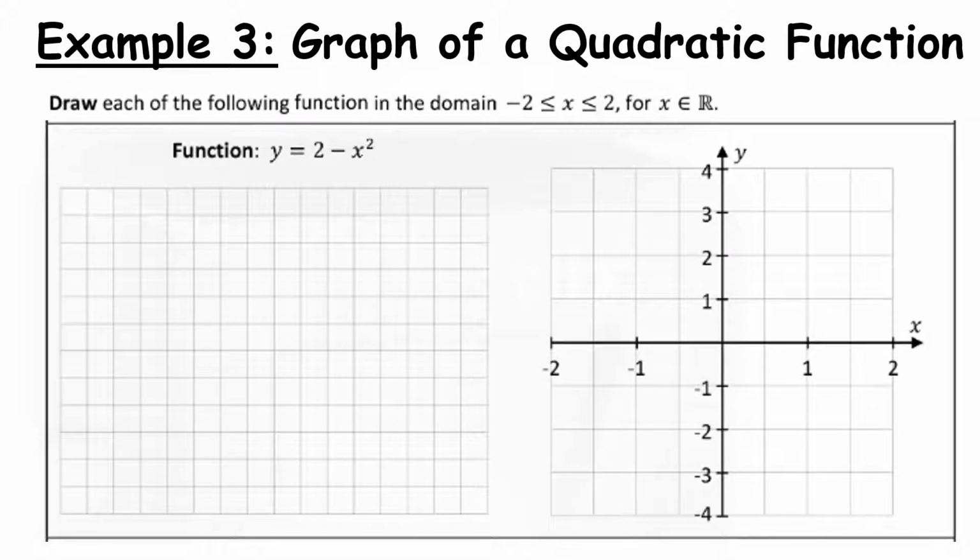Now let's work with an example of graphing a quadratic function. So draw this function y is equal to 2 minus x squared in the domain minus 2 is less than or equal to x is less than or equal to 2. So just to take a look at this, this is a negative quadratic. So straight away I know when I draw it, it's going to be this frowny face here.